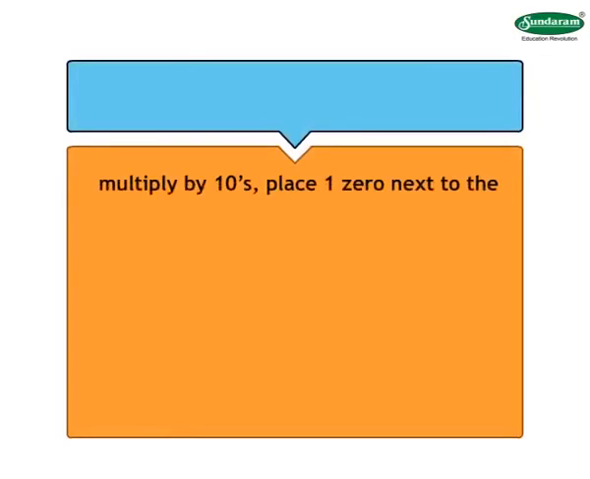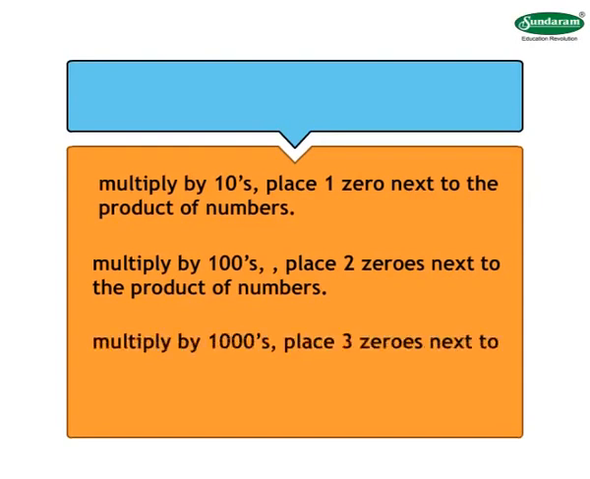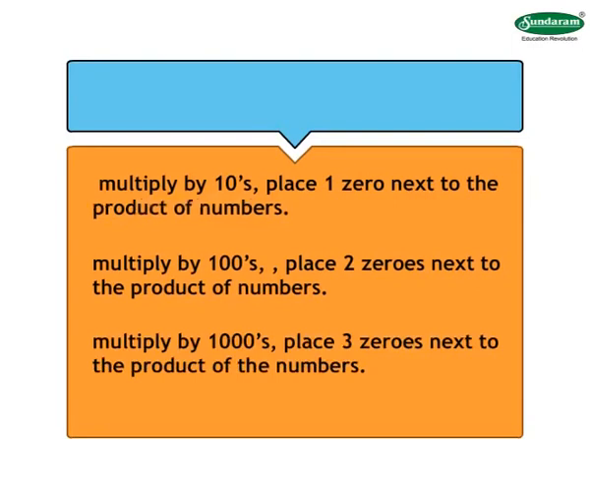Thus, if it is multiply by tens, place 1 zero next to the product of numbers. If it is multiply by hundreds, place 2 zeros next to the product of numbers. If it is multiply by thousands, place 3 zeros next to the product of the numbers, and so on.